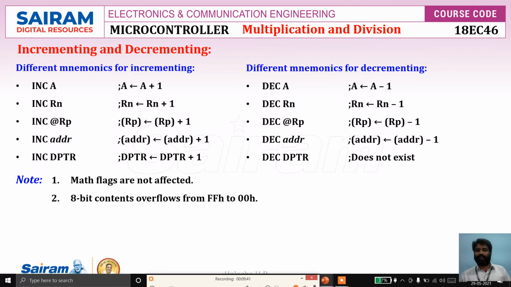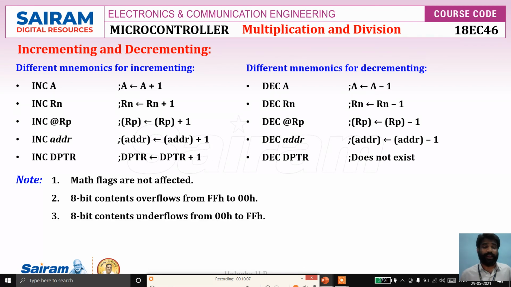Increment means adding 1, no? We keep on adding 1, and when we reach FF, if we add 1 to FF, you will get a carry and 00. So 00 will be the result. The carry flag will not be affected, as in the case of addition instructions. That is why we said math flags are not affected. When it reaches the maximum, it becomes 0. That is called overflow from FFH to 00H.